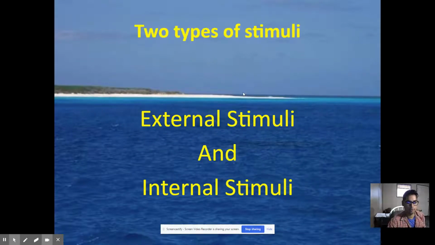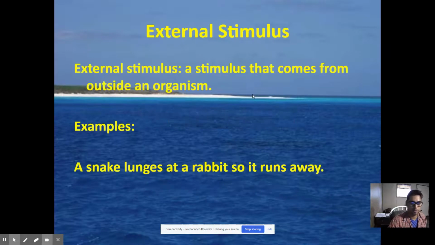So we went over stimulus and response, but there's actually two types of stimuli. There's two things that cause you to react. There's an internal stimulus and an external stimulus. All right, we'll go into more detail.